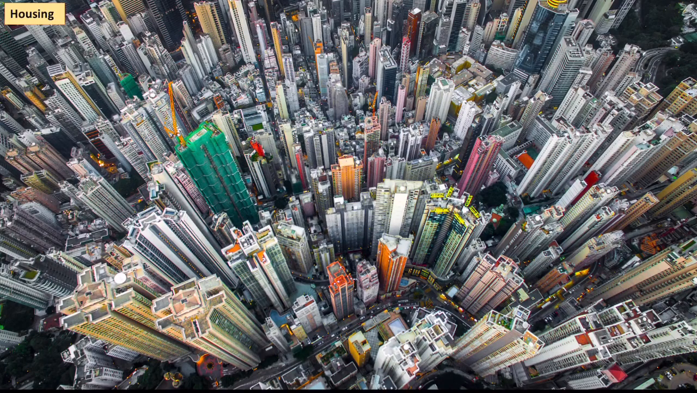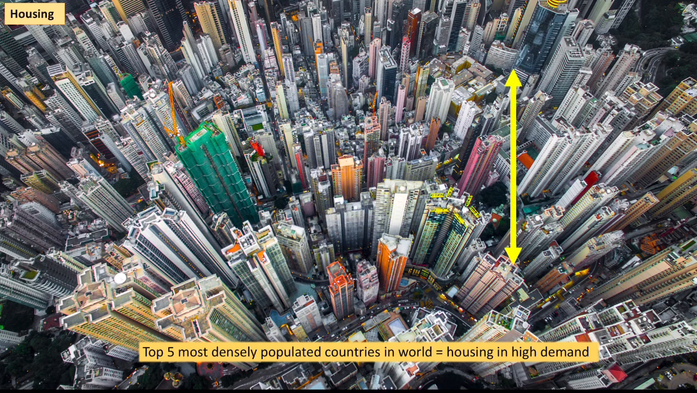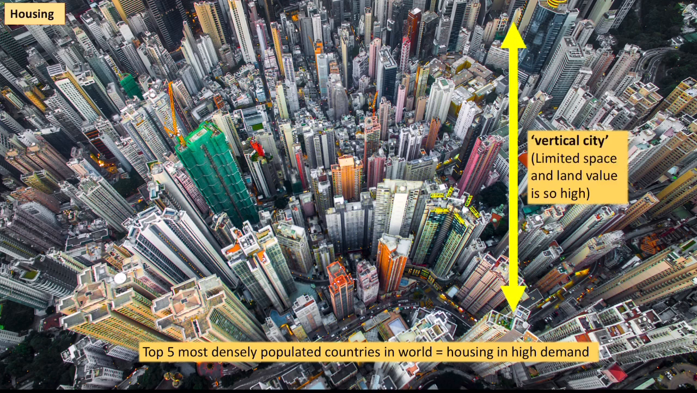It relates to housing. Housing is really in high demand. It's one of the most densely populated countries in the world, top 5. Because the land is under so much demand, it has to be a vertical city. That means that because there's limited space and the land value is so high, it has to grow upwards rather than outwards. And so you get these really tall skyscraper buildings as your typical image of Hong Kong.